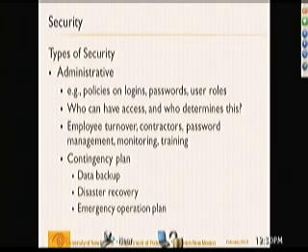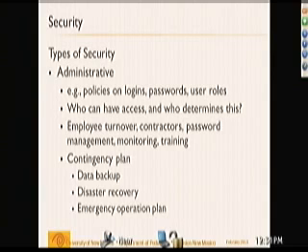There are 3 types of security to consider here. Your administrative, which are the policies. So your administration staff comes up with all this: policies on logins, passwords, user roles. That's not actually the rules that are in there, it's the policies that govern them. So are you supposed to change them every 3 months? Does your login include your first initial and your last name, or is there some other convention there?